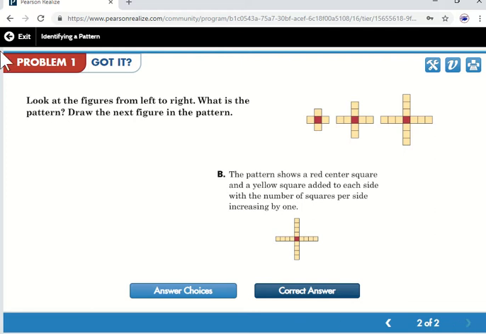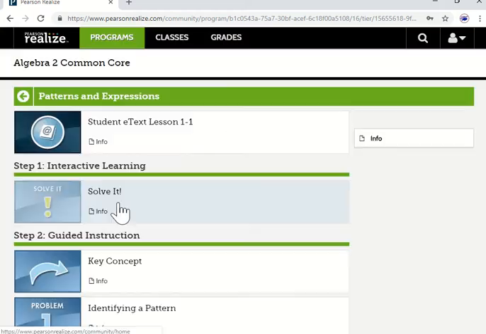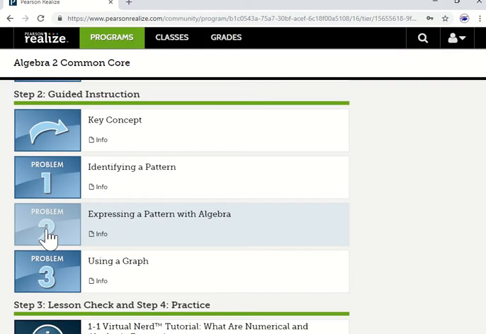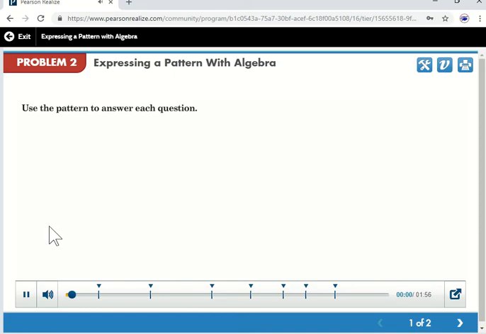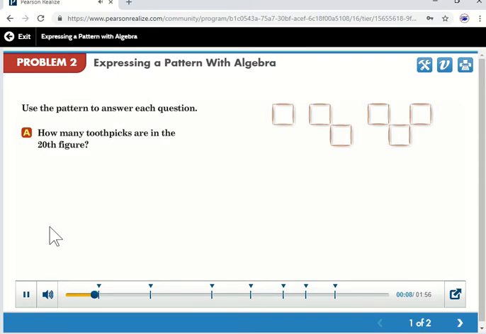And so again, now you have to exit out of here completely. And I believe we're now on problem 2. In this problem, you will express a pattern using algebra. Use the pattern to answer each question. Part A. How many toothpicks are in the 20th figure? So this is figure 1, this is figure 2, this is figure 3.